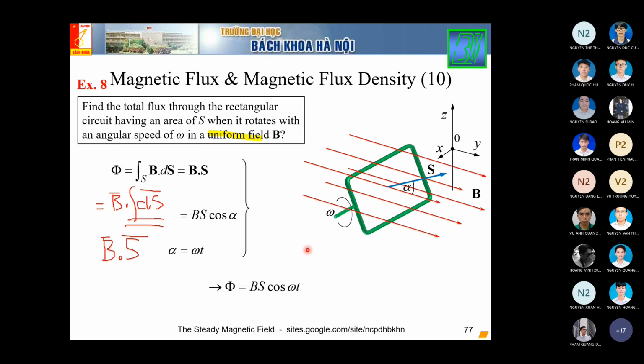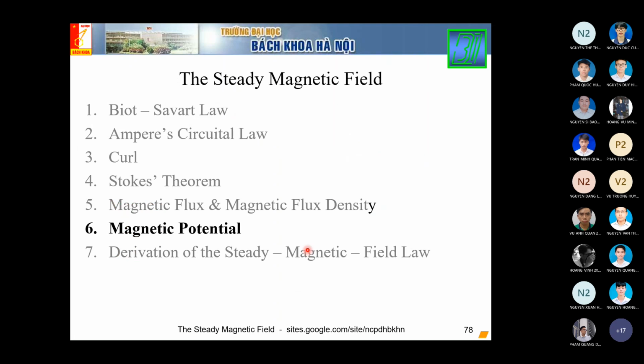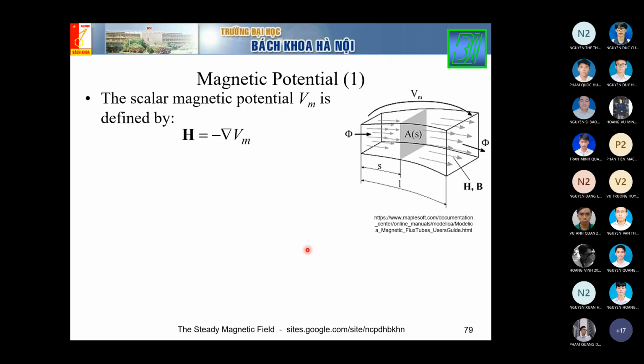Okay, keep moving. The last section of this chapter is about magnetic potential. Firstly, we define the scalar magnetic potential. It is Vm. And the definition is a little strange. Vm is something from which, if we take the gradient, we have H.